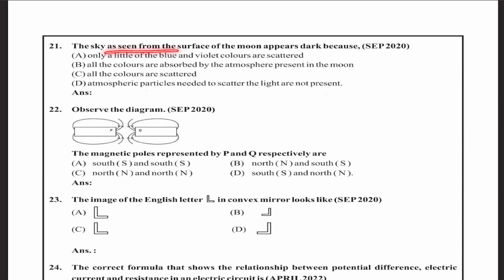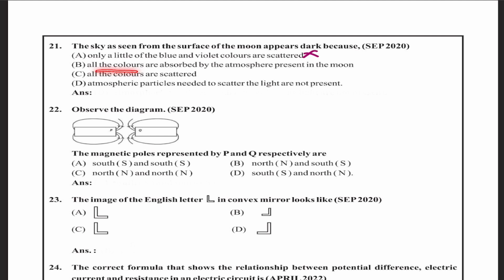The sky as seen from the surface of the moon appears dark. Why is the sky seen dark when we see it from the surface of the moon? We very well know that sky is seen blue from the surface of the earth. It is due to scattering of light. So let us check the options. Deleting method would be better. Only a little of blue and violet colors are scattered.